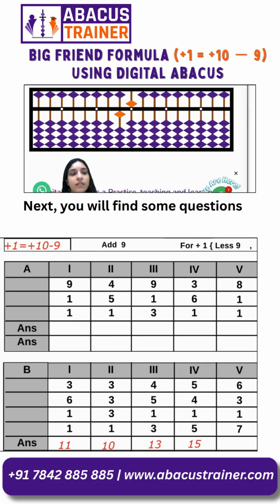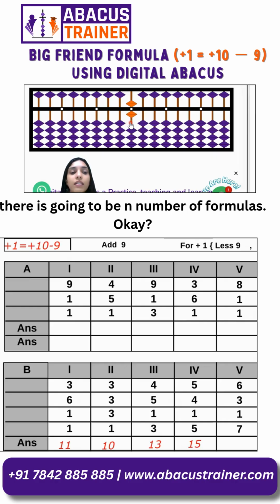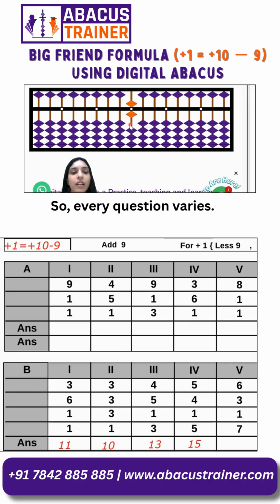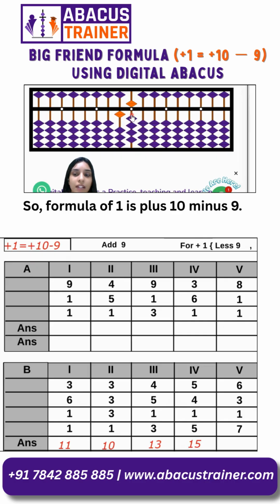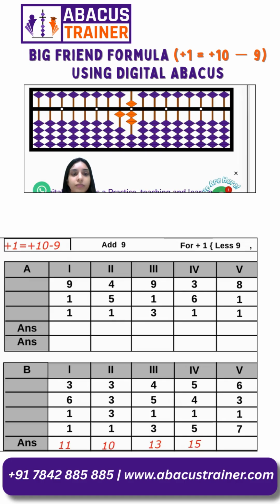Next, you will find some questions in which there will be just one formula. You will find questions where there are going to be n number of formulas, okay? So, every question varies. Next is plus 6, then plus 3, plus 1. Do I have enough beats for 1? No. And I can't do small friends as well. So, the formula of 1 is plus 10 minus 9. Then plus 7. My answer is 17.